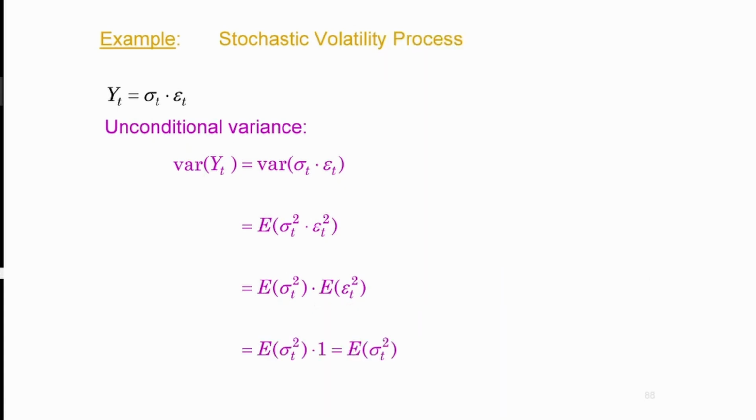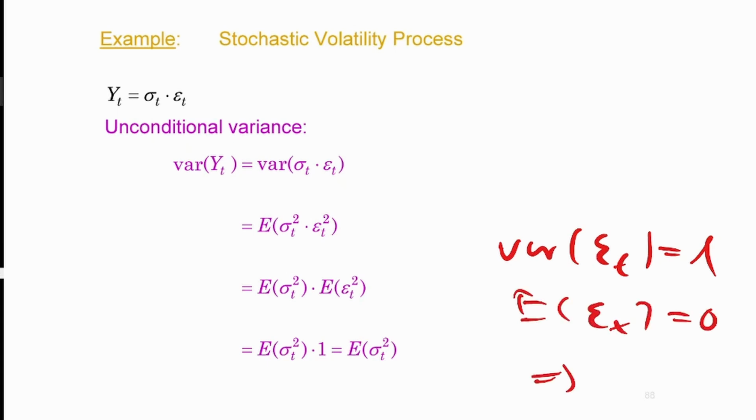Why is the expectation of epsilon squared equal to 1? Because the variance of epsilon is equal to 1 by definition, and since the expectation is 0, this implies that the mean of the squares is also equal to 1. I think that should be clear by now.